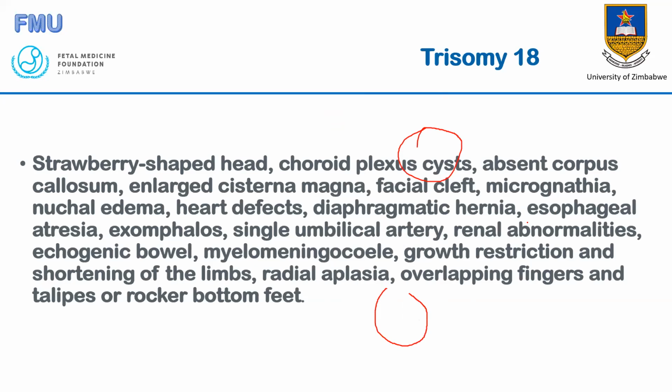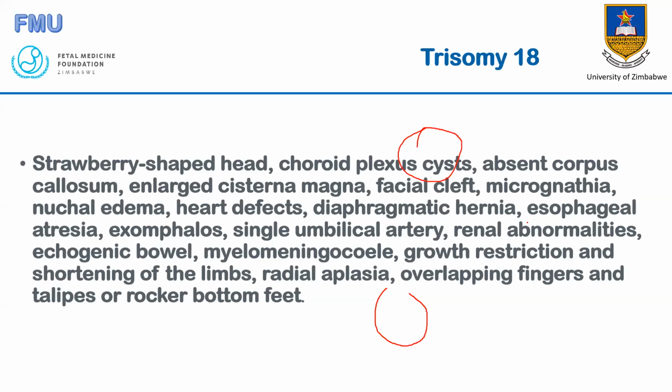The strawberry-shaped head. The choroid plexus cyst, I think most of you have seen them, and we've also demonstrated when we were doing the CNS abnormalities. Then the absent corpus callosum, we also mentioned this in the CNS defects. Those who are not clear, you can go on our YouTube channel, Fetal Medicine Foundation Zimbabwe, and watch the CNS defects videos. Then the enlarged cisterna magna. All of us should know what enlarged cisterna magna is by now. Then facial cleft, and it's also in the videos. Facial cleft, we did the face recently, and micrognathia, we covered that.